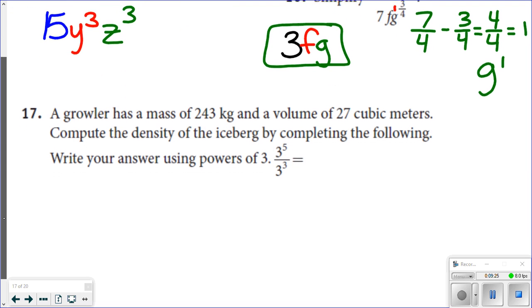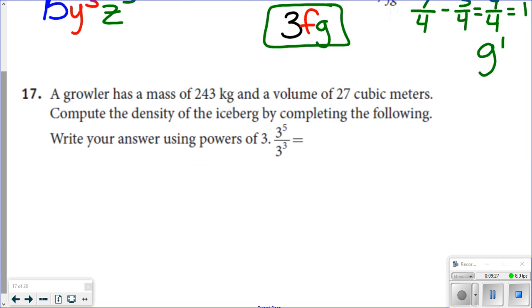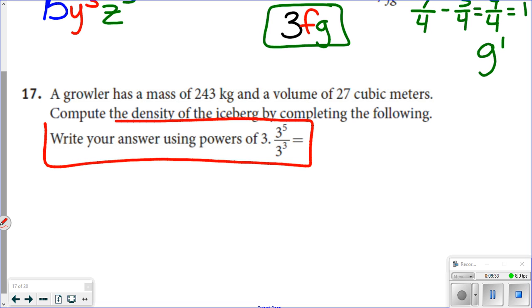And question 17 is a story problem talking about the iceberg again. But let's just look right here. Can you answer this question? It's a quotient problem, so use your notes if you need to. Keep the base, which is 3. Subtract the exponents. 5 minus 3, we get 2. So it's 3 squared. If I wanted to, I could simplify that to 9.